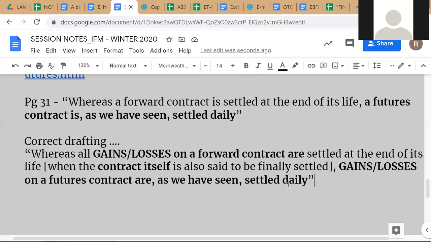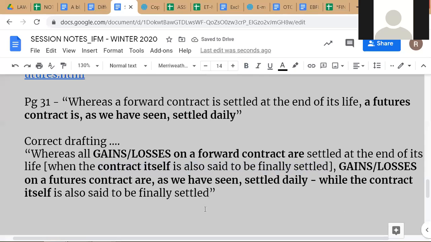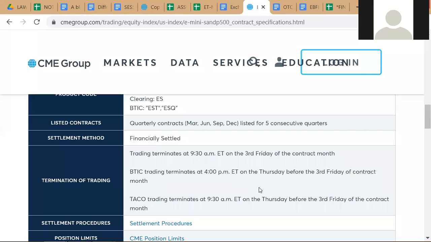Gains and losses on a futures contract, as we have seen, are settled daily. So what we're trying to say is, when will the futures contract finally be settled? Well, let's look at it. E-mini is not a good example, because it is a financially settled contract, so it doesn't have too many months trading.